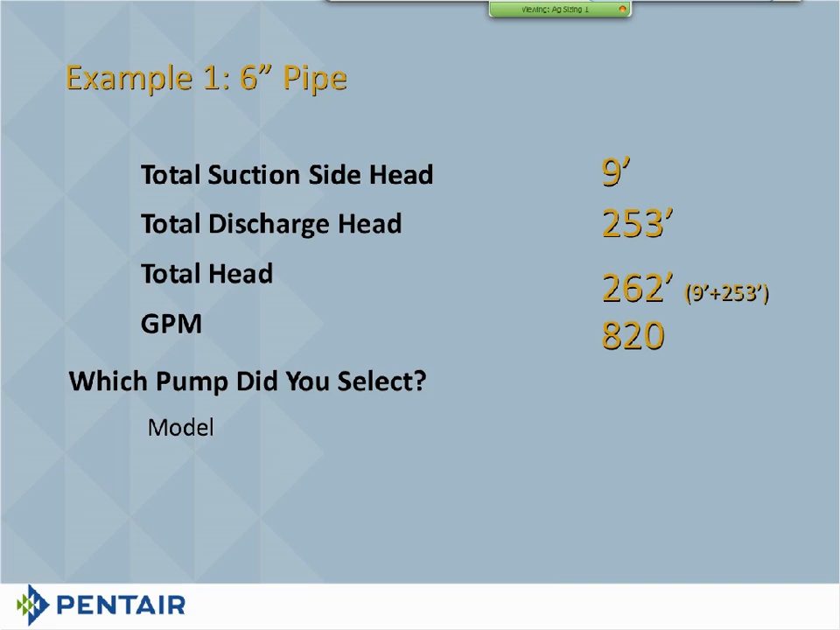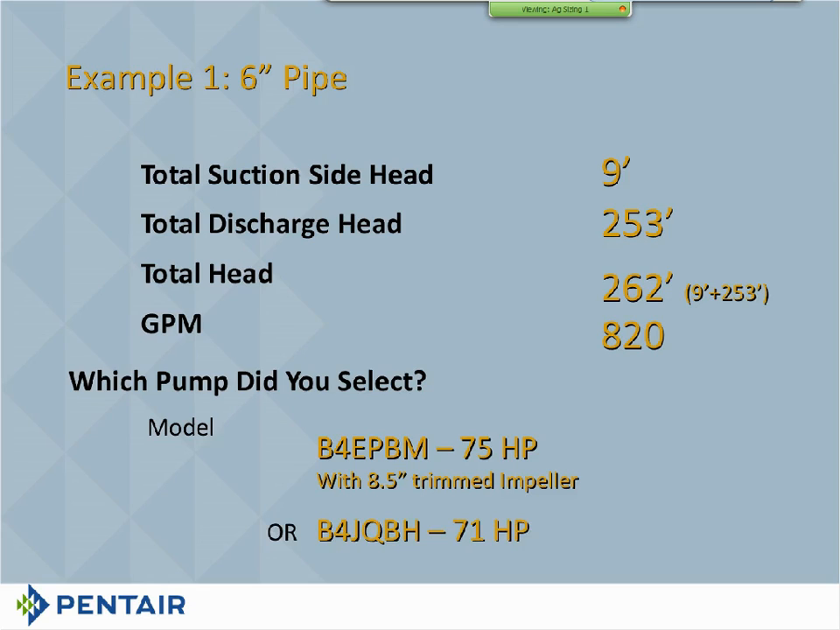All right, so what pump are we picking? Well, it depends. If we want the electric motor pump, we're going to have to use a 75 horsepower with an 8.5 inch trim. Or we can use the B4JQBH. Remember, it is a variable speed pump anyway, so that's going to only require 71 horsepower.